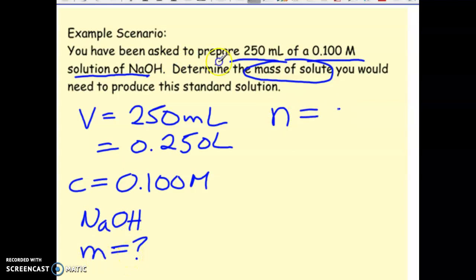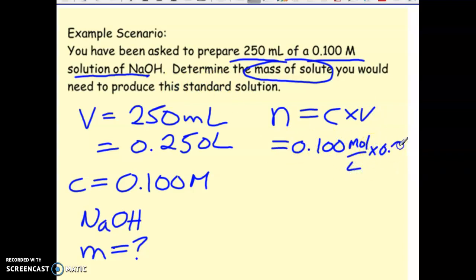Moles is equal to C times V. Our units are properly done. Remember, this is moles per liter times 0.25 liters. So we have 0.1 times 0.25, which gives 0.025 moles for that solution.